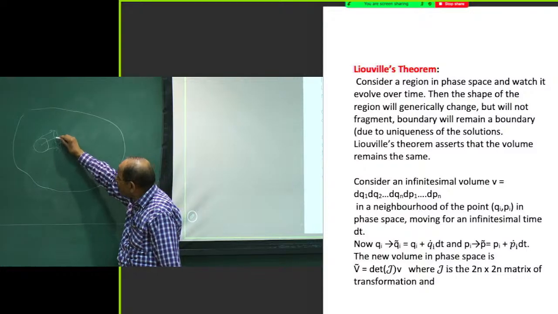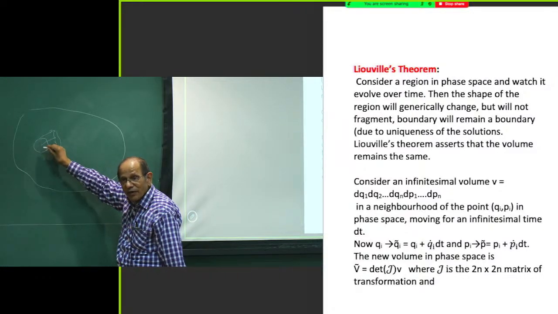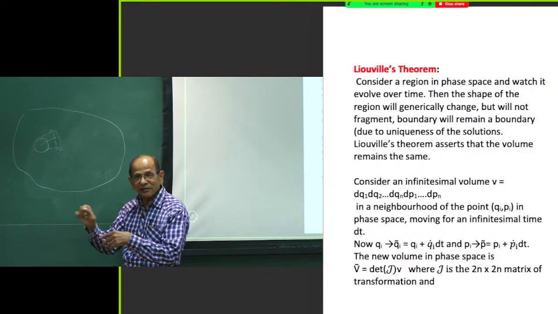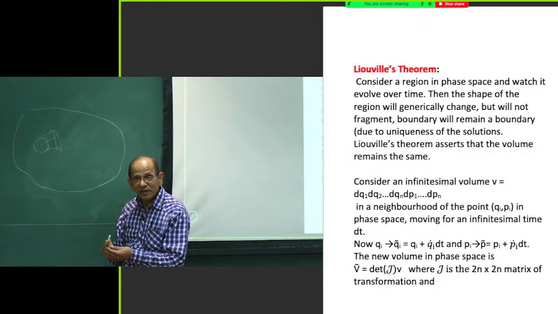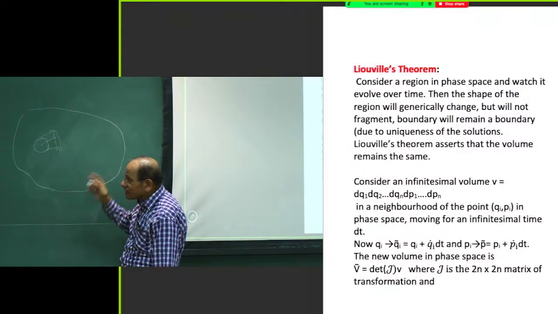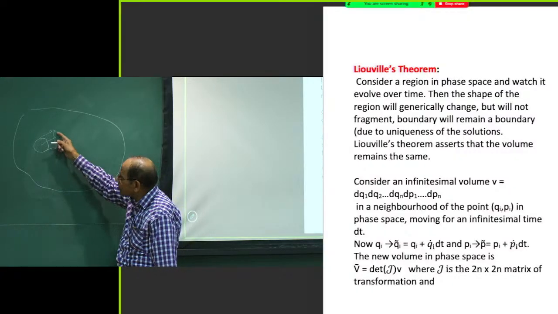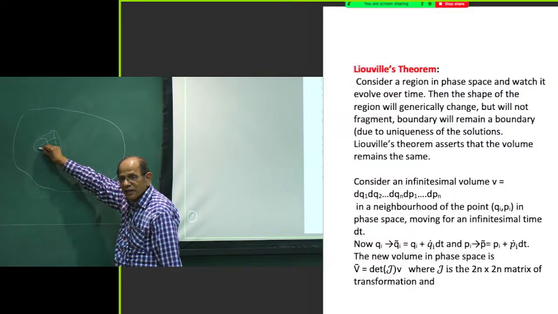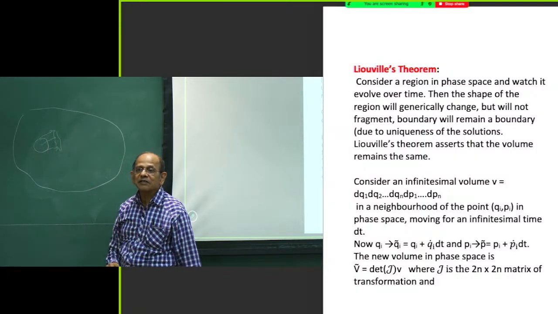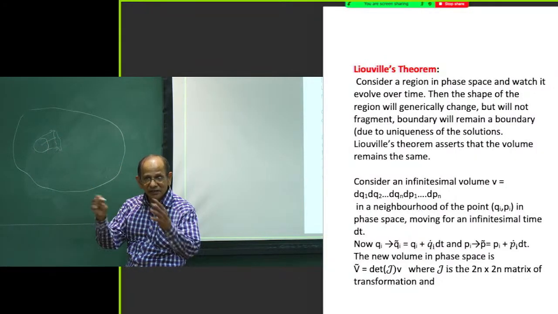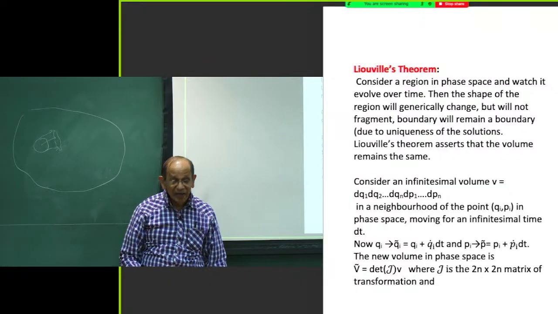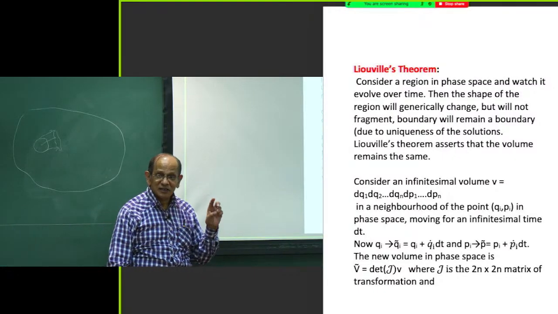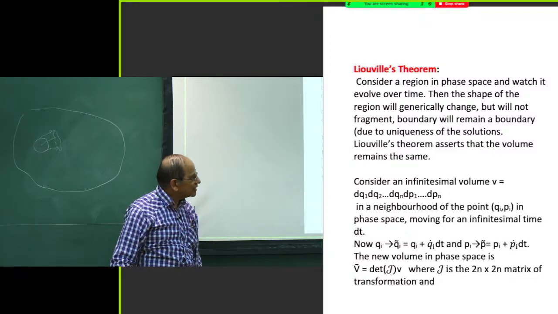Then all the interior points will remain interior. There won't be any mixing of them. The interesting thing that this theorem tells you is that the shape may change, but the volume contained here will be exactly the same as the volume of that modified shape. That is important, and this is going to be important when we talk about statistical mechanics later in the next lecture.